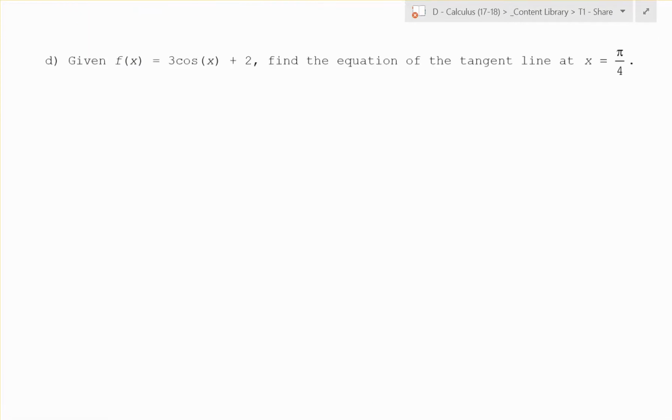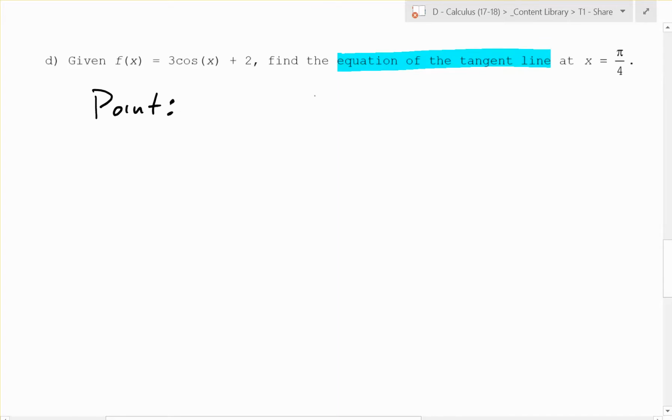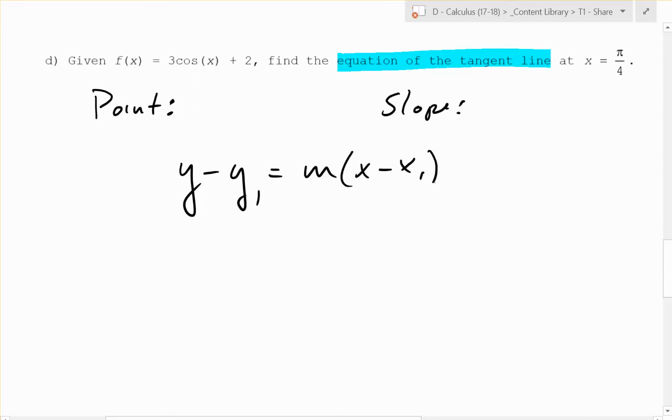So now let's find an equation of a tangent line. So again, we know if we're finding a tangent line, we need a point and a slope, because we're going to use y minus y1 is equal to m times x minus x1. This is a great thing to set up whenever you're asked for a tangent line. We're already given the x value of the point. So the x value of the point is pi over 4. If we want the y value, we have to evaluate the function at pi over 4.